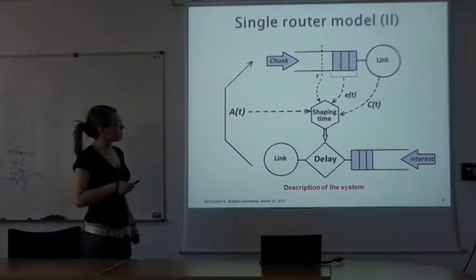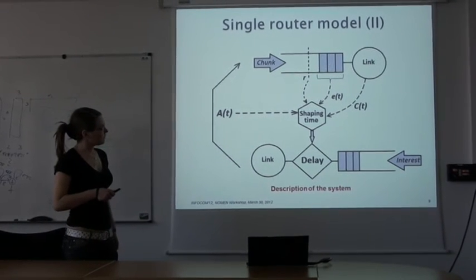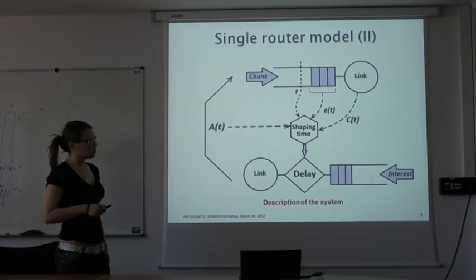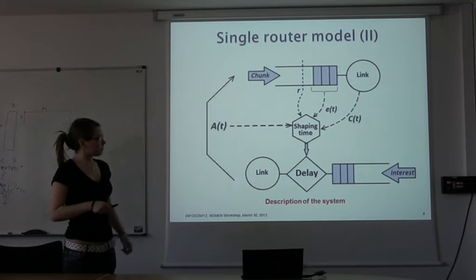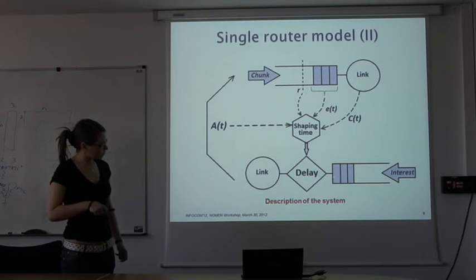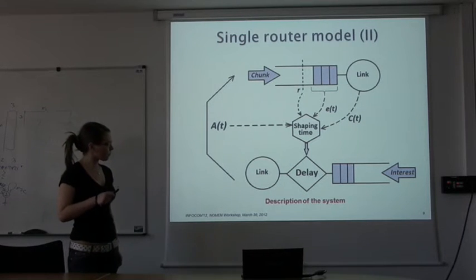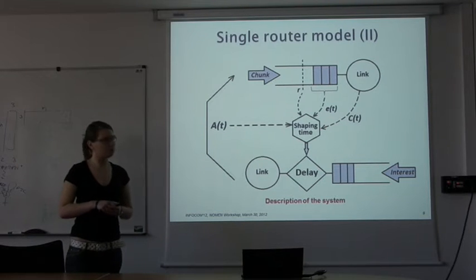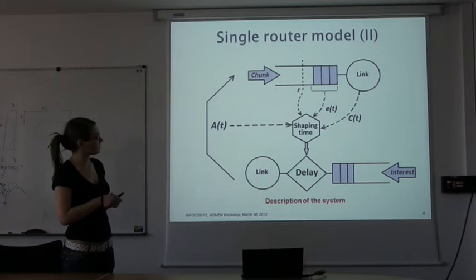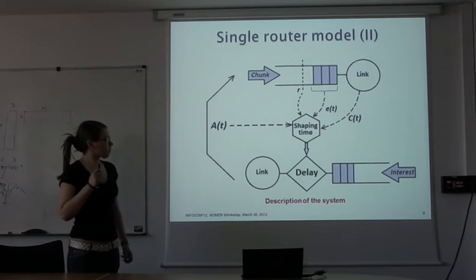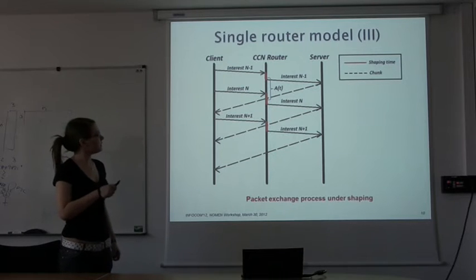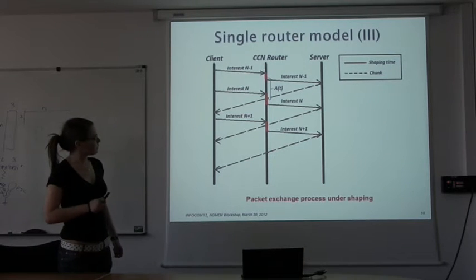When a chunk arrives into the buffer, we take all necessary settings and compute the shaping rate. This shaping rate is transformed into a delay called the shaping time, which is applied to the interest packets in this queue. This delay must be sufficient to control the future chunk rate and to keep the queue length around the threshold R. In this figure, you can see this little delay for each interest packet that will be added in the CCN router. This delay is called the shaping time.